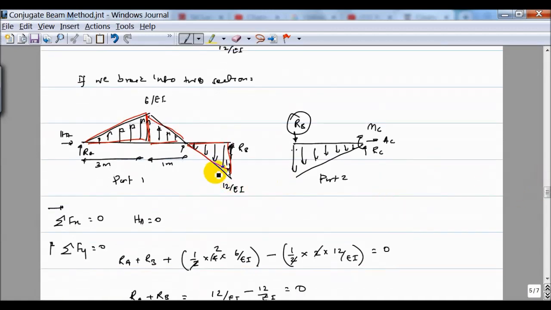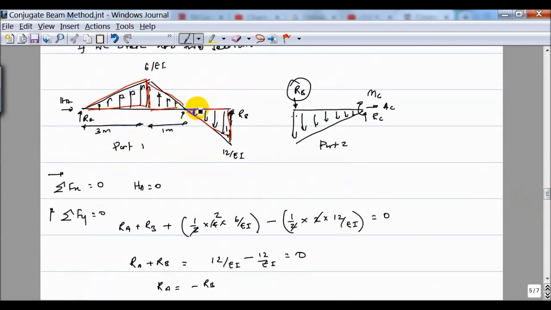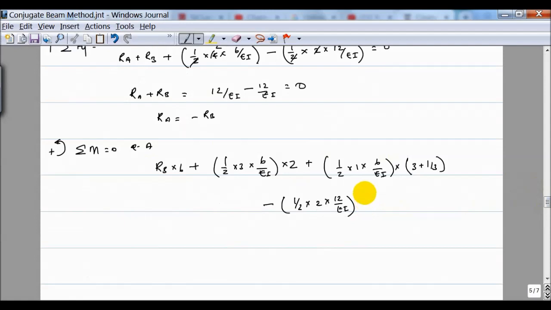And then you have this load acting downward, which is minus, so that is half into 2 into 12 over EI, that's a load, and the distance it's acting is at 4 and 2/3 from here, so that is 4 plus 2/3 of 2, so that is the distance, so that is equal to 0. So now I can find my RB.